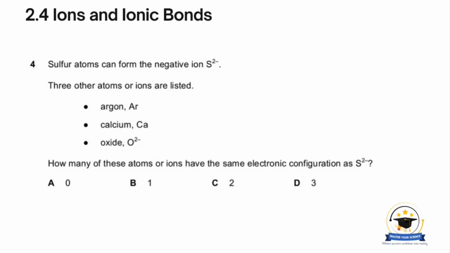And this next question says, sulfur atoms can form the negative ion S2-. Three other atoms or ions are listed, that is argon, calcium, and oxide. How many of these atoms or ions have the same electronic configuration as S2-? So let's work out the electronic configuration of S2-. So sulfur as an atom has a proton number of 16.